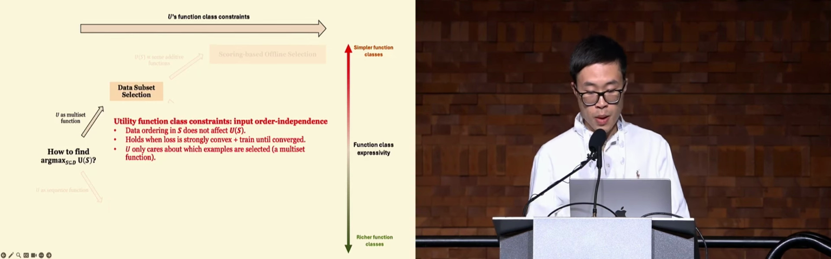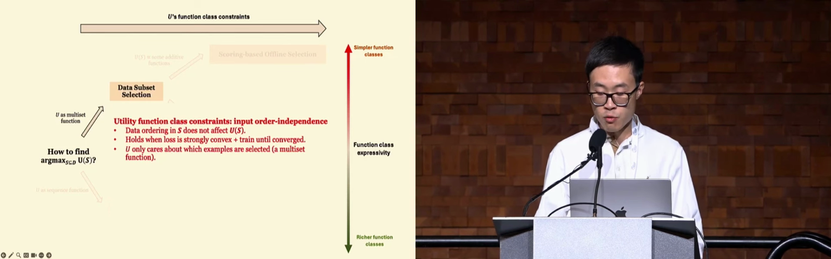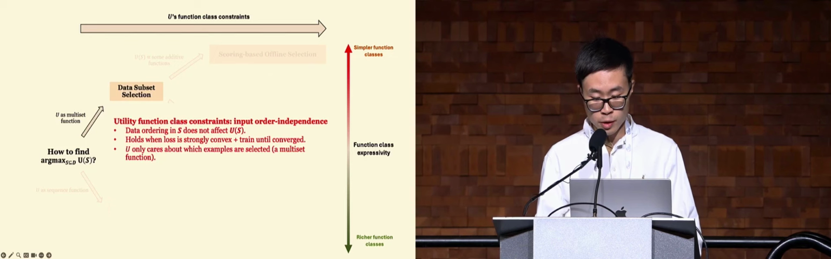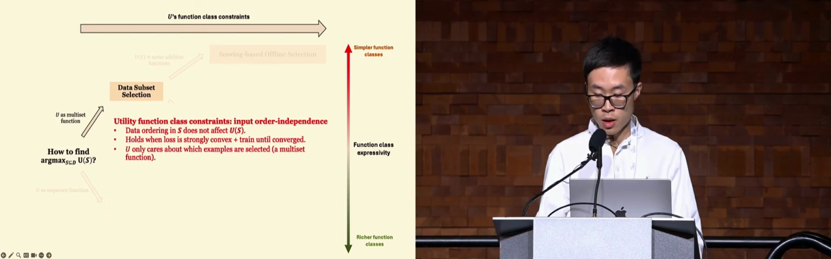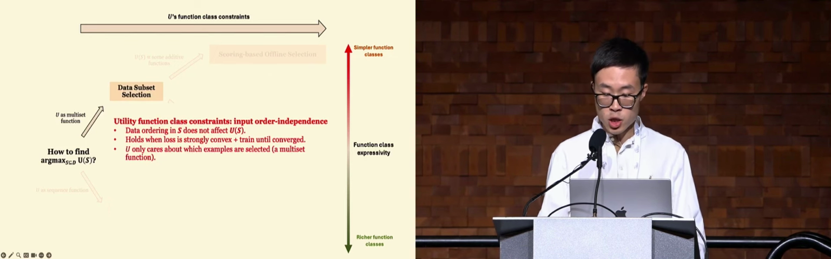Interestingly, this paradigm parallels the pipeline of machine learning. In machine learning, we choose the hypothesis class of the predictors and learn from the training data. And for data selection, we choose the hypothesis class of the utility function and learn from the available signals.